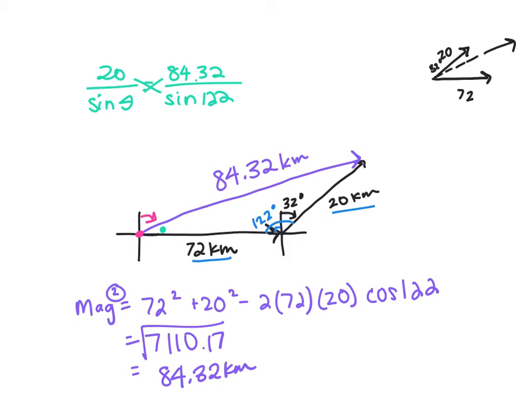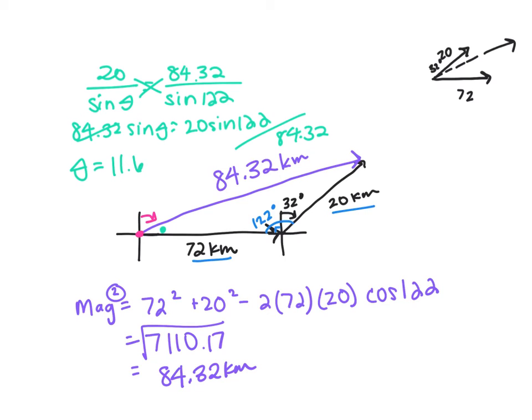So we cross multiply, 84.32 sine theta equals 20 sine of 122. Divide the 84.32 over, and then we'll have to take inverse sine of that to find the angle. So we type that in a calculator, and we get 11.60. So again, that's the angle inside the triangle.